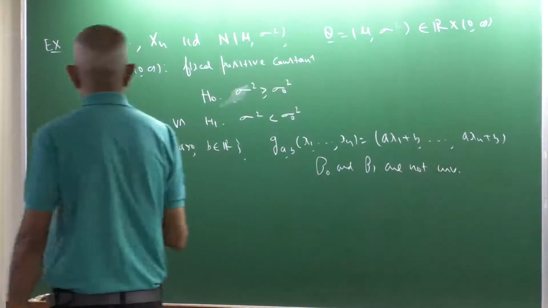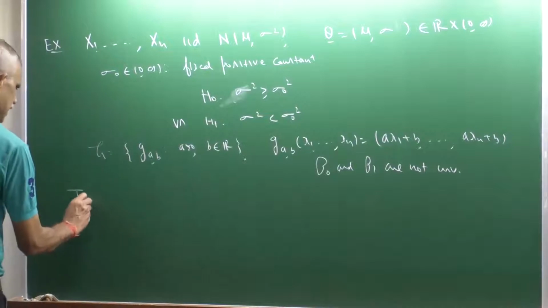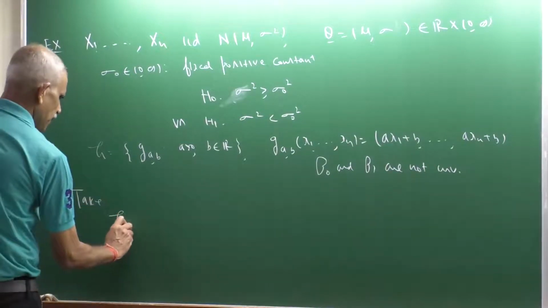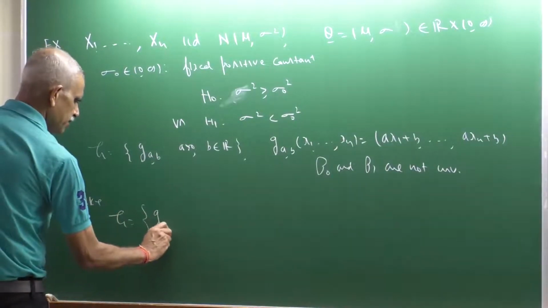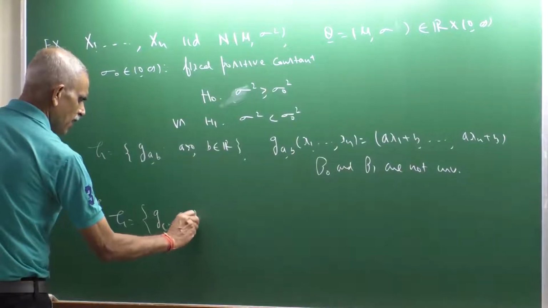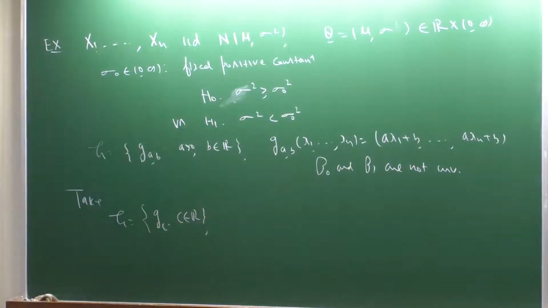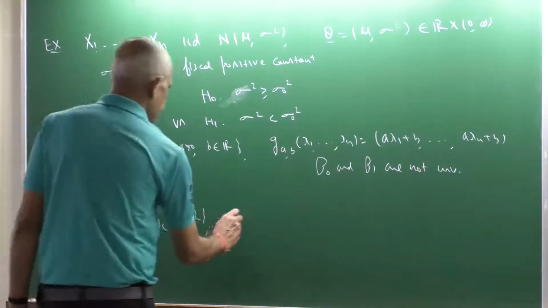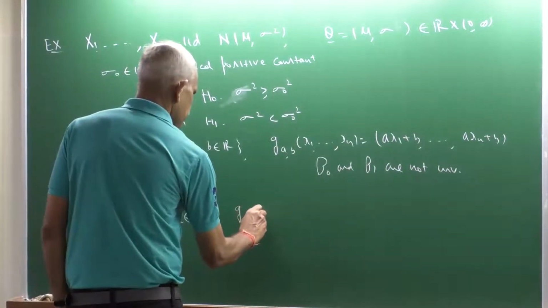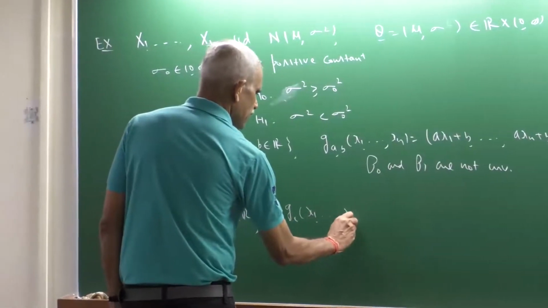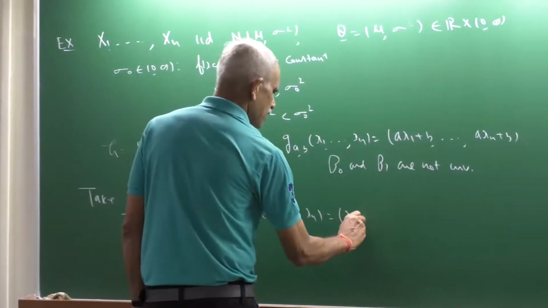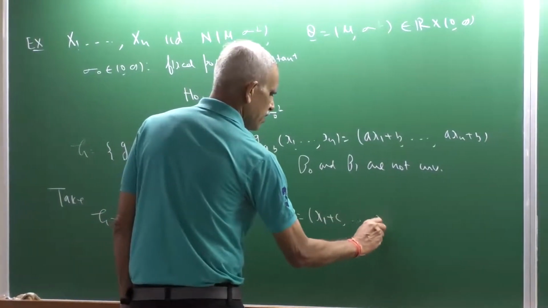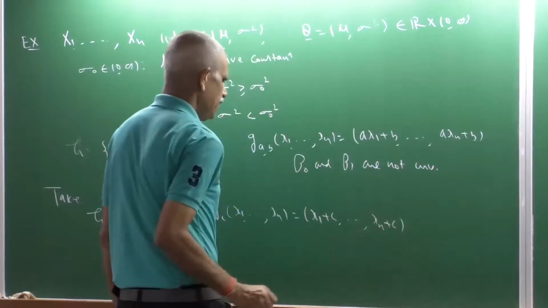Now I've got the hint what I should take. I should take my G to be G_c, c belonging to R, where G_c of x1, x2, xn is the same as x1 plus c, x2 plus c, xn plus c.